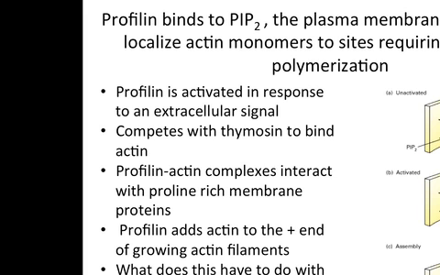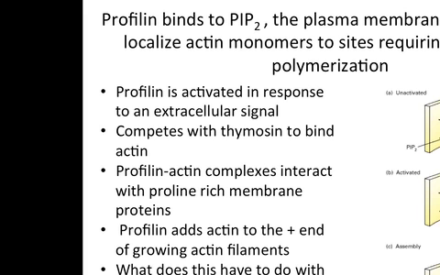And so profilin can be activated in response to some kind of signaling, and then it will compete with thymosin to bind up the actin. And then those profilin-actin complexes will be interacting with membrane proteins. And then you get polymerization of actin all near the plasma membrane, which is where you need that to be happening.